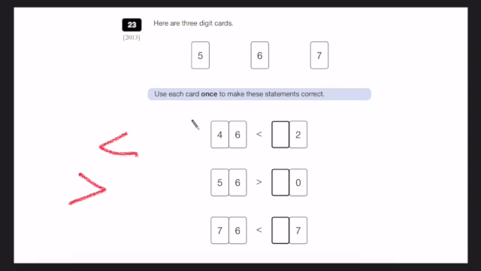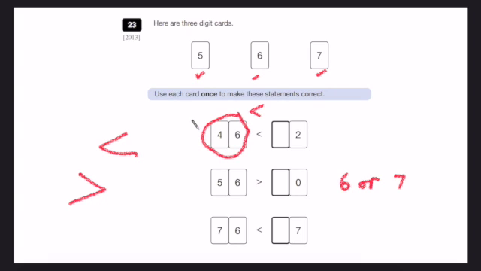Okay, so this number is 46, and then look, the crocodile's eating the bigger number. So it has to be a number that's higher than 46. Now we've got a 5, a 6 and a 7, so it could be any of them. Let's have a look then at the other numbers, because I don't want to make my decision yet. So this number is higher than 56. Because look, the crocodile is going the other direction. That means it can't be the 5. It's either going to be the 6 or the 7.